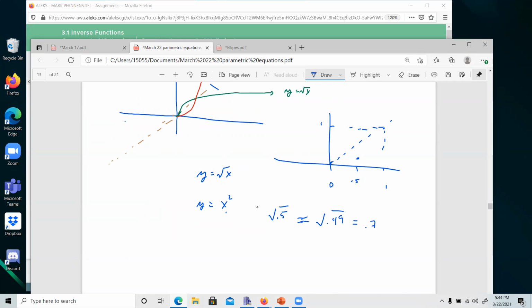And this is 0.7, which is going to be up here somewhere. So my y is equal to the square root of x here. It's bigger, right, than y equals x squared, from 0 to 1. Okay, so roots are a little bit higher, a little bit taller than powers on the interval from 0 to 1. After that, everything changes.